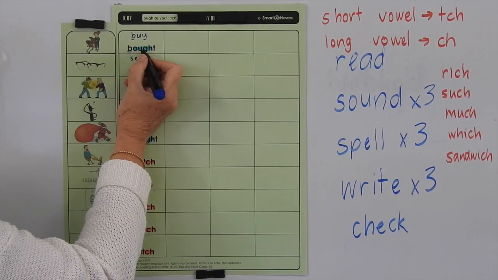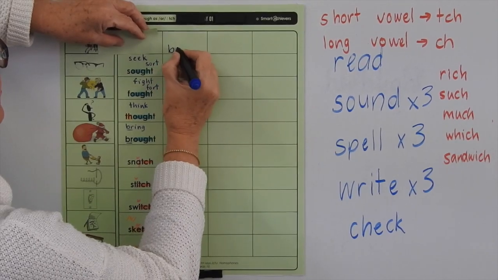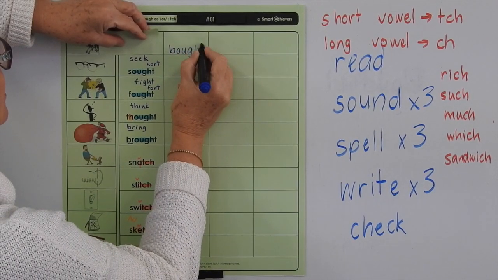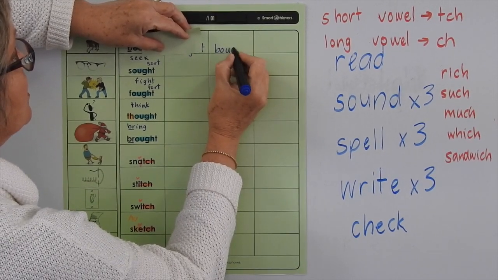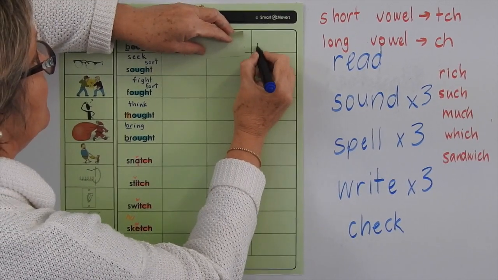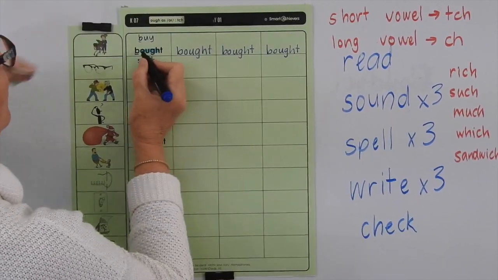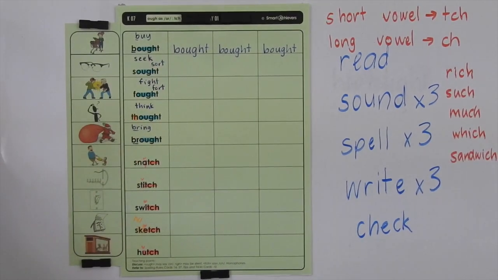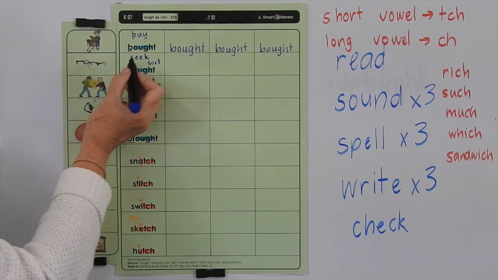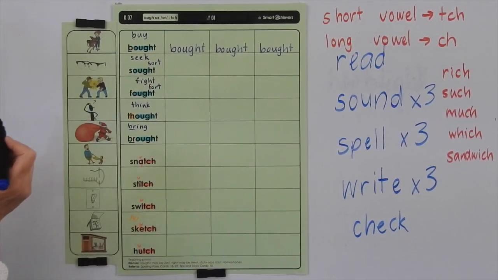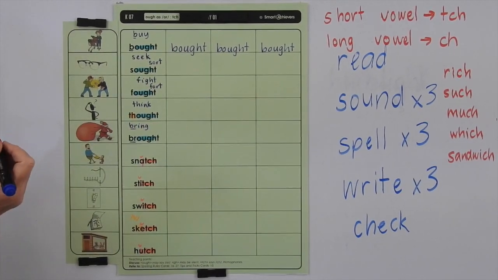B-O-U-G-H-T. Cover it. B-O-U-G-H-T. Now this all sound is probably one of the harder ones that you're going to use. There are 11 different ways we can write the all sound, and this is about as hard as it's going to get for you now, remembering that O-U-G-H can say or.